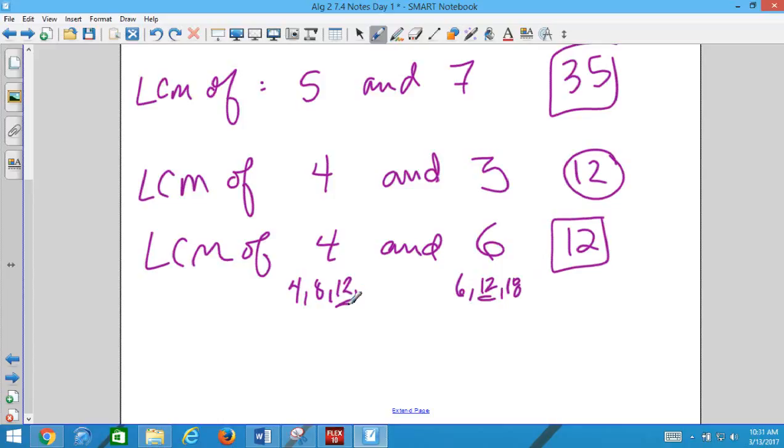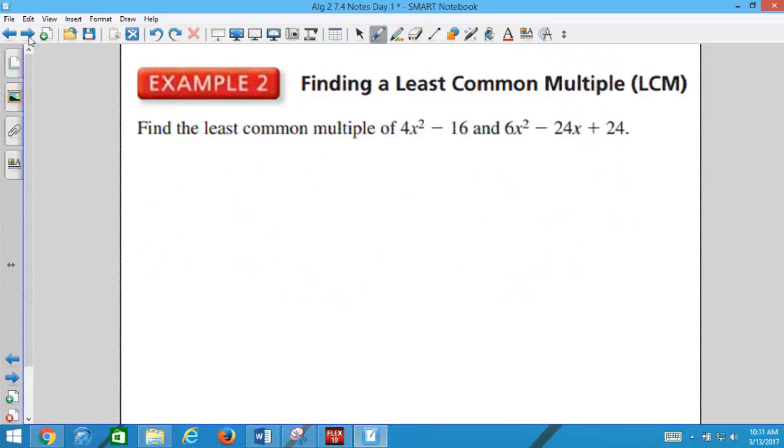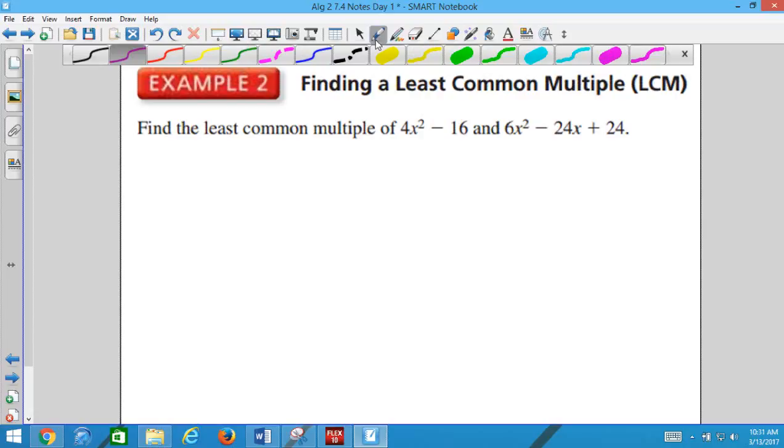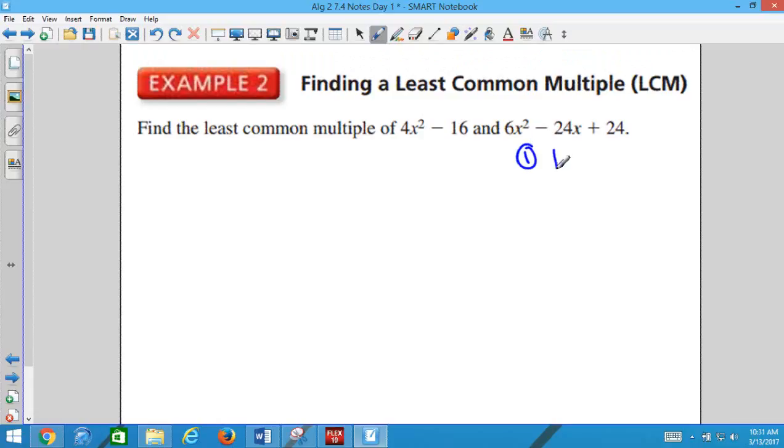Now this gets a little tricky when you look at the next examples. This is what we are doing. This is what we're finding, but it's going to be more tricky because this is all trinomials and binomials and stuff. So I just have like a step-by-step process. You just want to write down the steps and do it this way every time. It should work. First step is factor each expression.